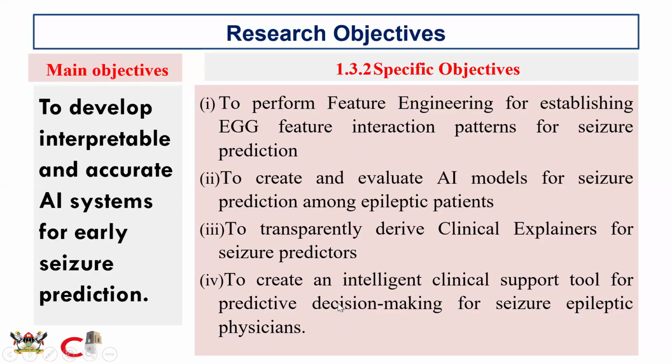Our objectives in this study: we aim to develop an interpretable and accurate AI system for seizure prediction. Here we shall aim to perform feature engineering for establishing EEG feature interaction patterns for seizure prediction, to create and evaluate AI models for seizure prediction among epileptic patients, to transparently derive clinical explainers for seizure predictors, and lastly, to create an intelligent clinical support tool for predictive decision-making for epileptic physicians.